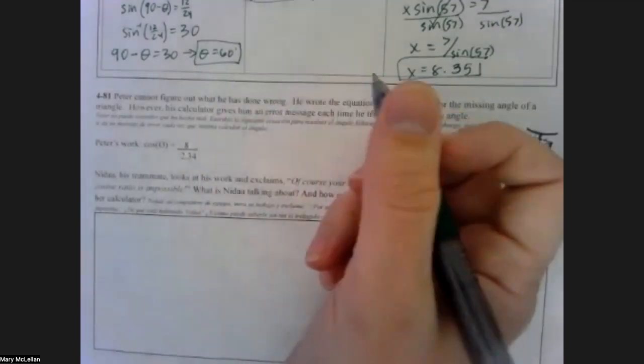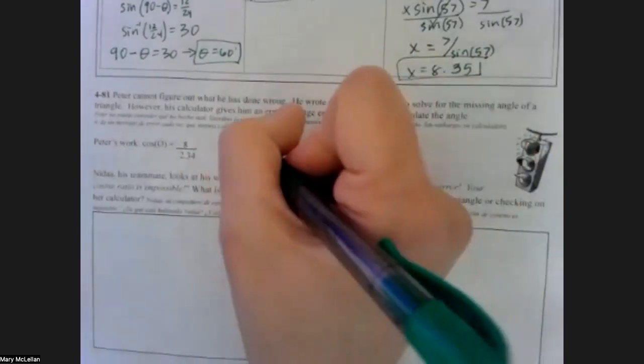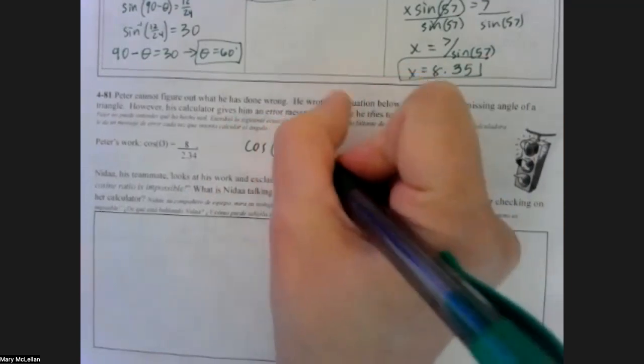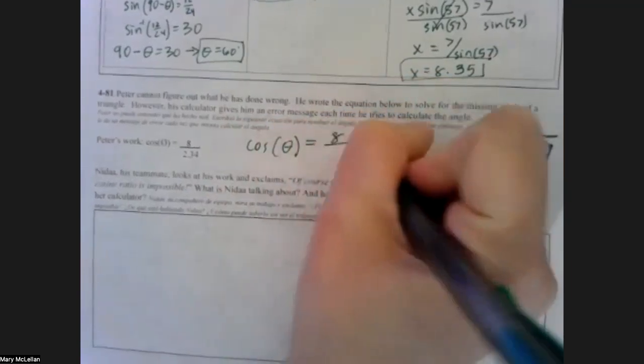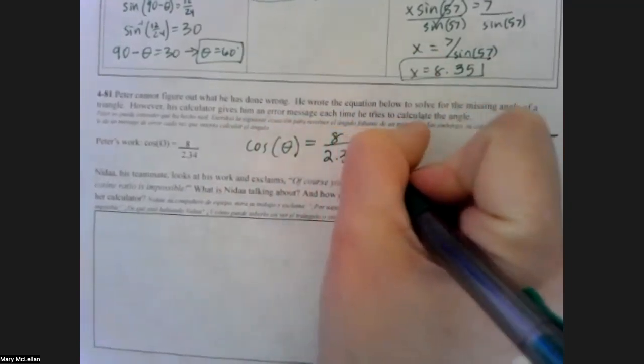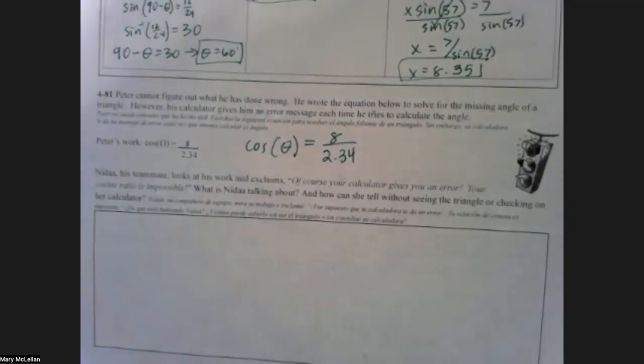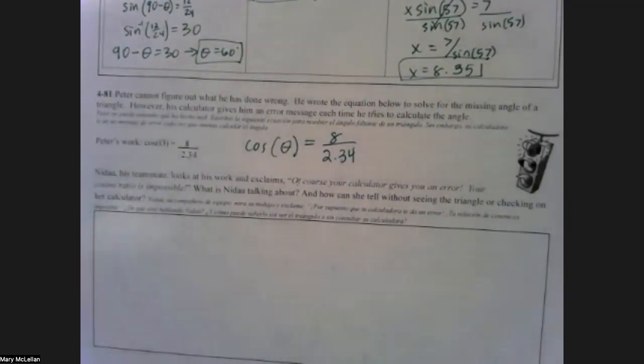Peter's work. I'm going to rewrite it because I'm pretty sure it's blurry on your screen. Cosine of the angle is supposed to be 8 over 2.34. Nita, his teammate, looks at his work and says, of course your calculator gives you an error. Your cosine ratio is impossible. What is Nita talking about? And how can she tell without seeing the triangle or checking on her calculator?